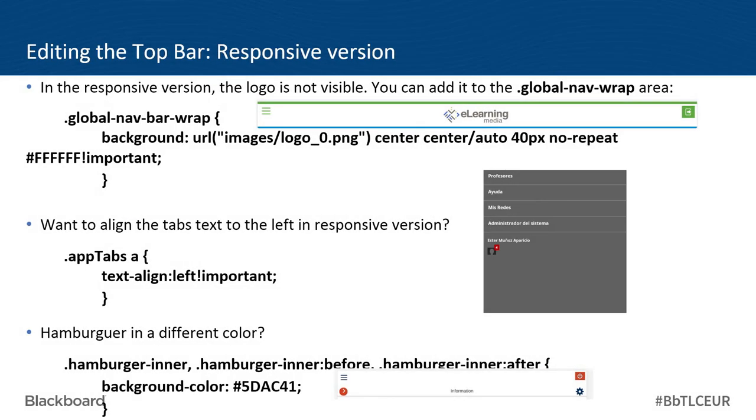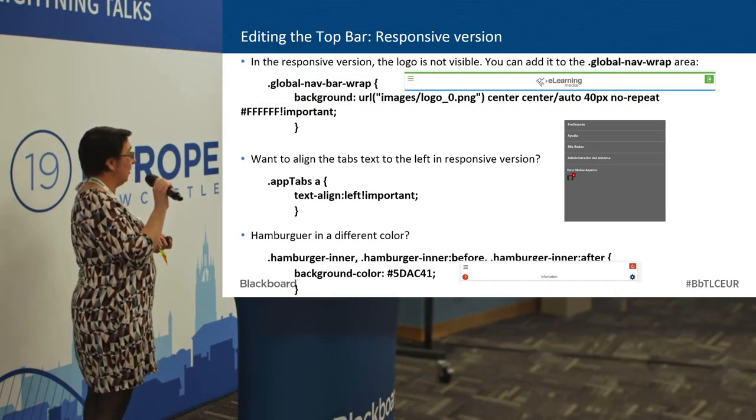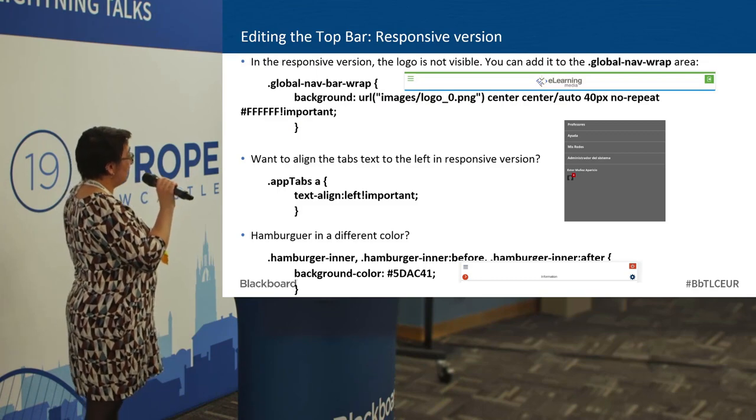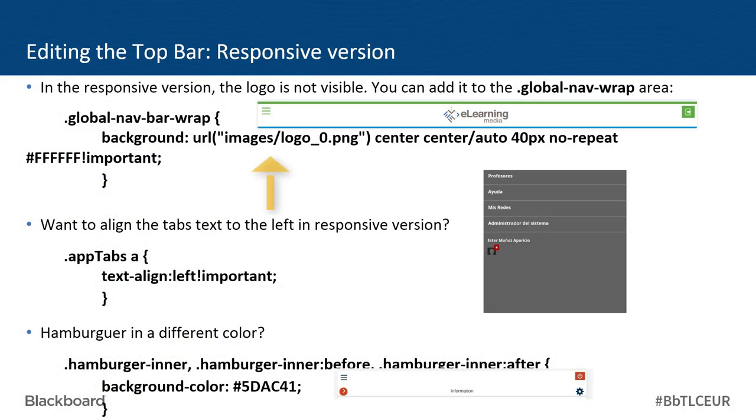Then we go to the responsive version. That's a bit of a game. The logo disappears completely when you go to responsive. So what you can do is add it to this global navbar wrap, so it will show in the top.